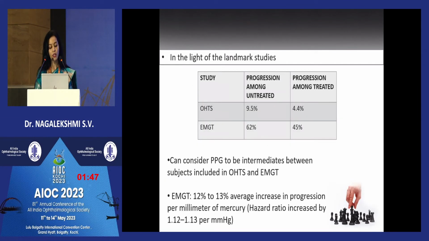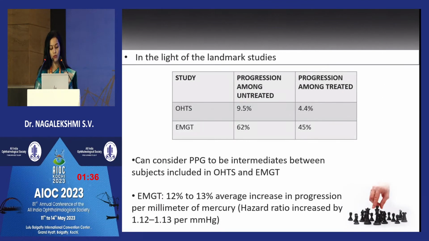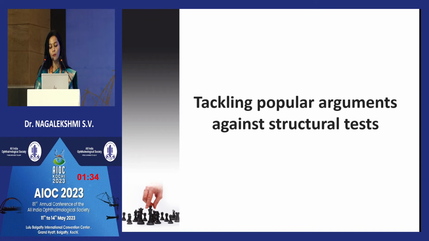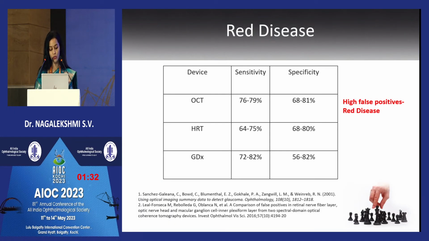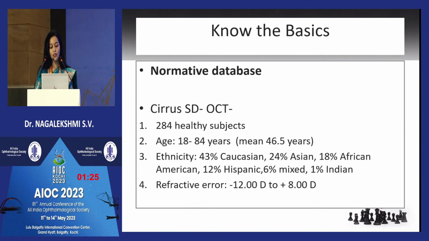Also, in the light of landmark studies, we know that IOP reduction is of paramount importance. In fact, AMGT has shown a hazard ratio of about 1.1 per millimeter of mercury. The popular arguments that are touted against the structural test is the red disease, which is because of high false positives and low specificity. Again, knowing the basics really helps in differentiating red from real disease.